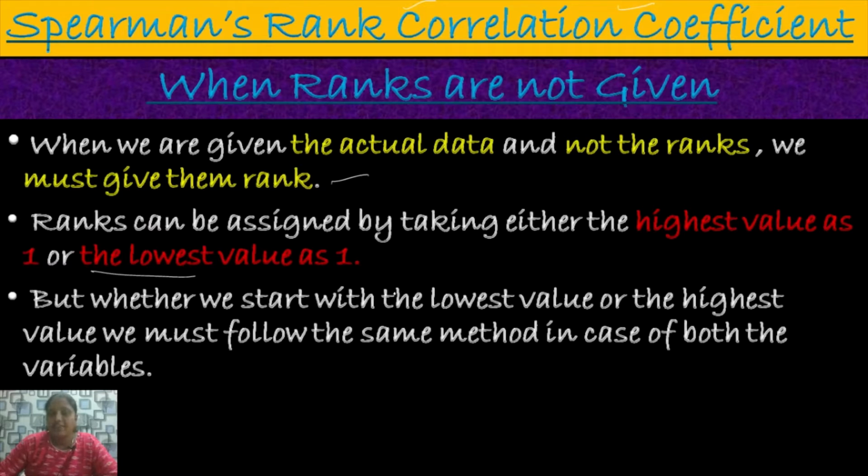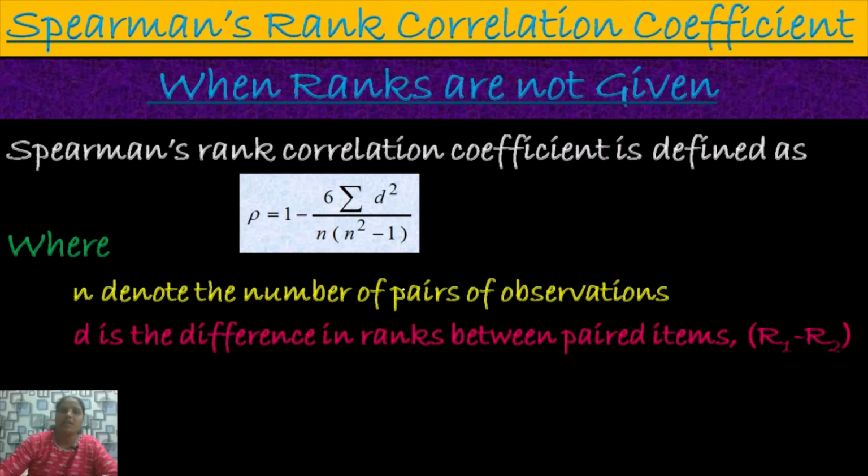After assigning rank, we calculate rank correlation coefficient in a similar way as we do when the ranks are given. For that, we make use of the formula rho is equal to 1 minus 6 sigma d square over n product n square minus 1. Here n denotes the number of pairs of observations and d is the difference in ranks between the paired items, that is R1 minus R2.